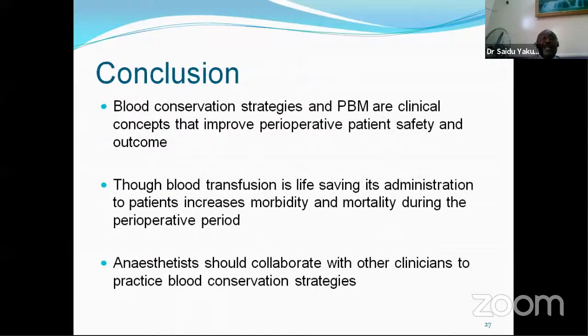In conclusion, blood conservation strategy and patient blood management are clinical concepts that improve perioperative patient safety and outcome. Though blood transfusion is life-saving, its administration to patients increases morbidity and mortality during the perioperative period. Anesthetists should collaborate with other clinicians to practice blood conservation strategies.